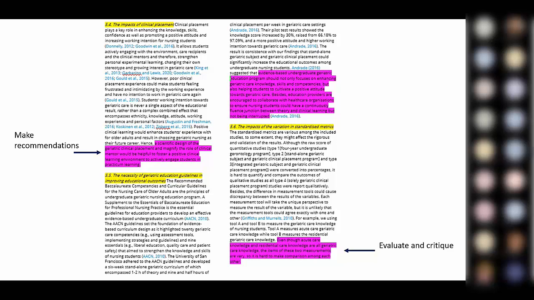Other subsections Joanna et al. included in their discussion in yellow are the impacts of clinical placement, the necessity of geriatric education guidelines in improving educational outcomes, the impacts of variation in standardized metrics, and the implications for nursing education. You can see from these headings that the discussion is heating up, and the authors are now discussing the implications and significance of their findings. They evaluate and critique the literature, as well as make recommendations in pink. They're stating what should be done based on their findings.